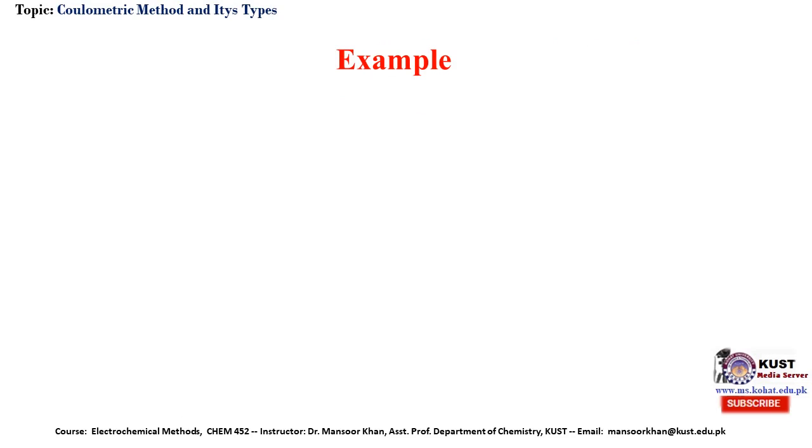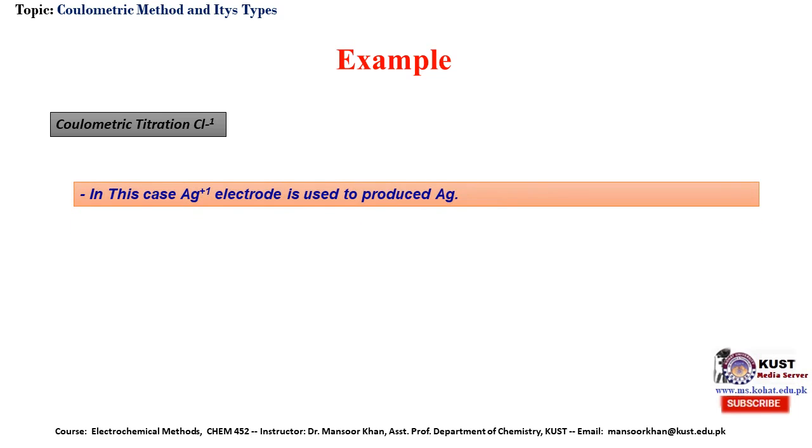Now, example. We will take a single example in order to explain the coulometric method. So the example is coulometric titration of chloride, Cl negative. We will determine the concentration of chloride in the unknown solution by using coulometric titration. As we know that silver ion, Ag positive, reacts with chloride and leads to the formation of silver chloride precipitate.